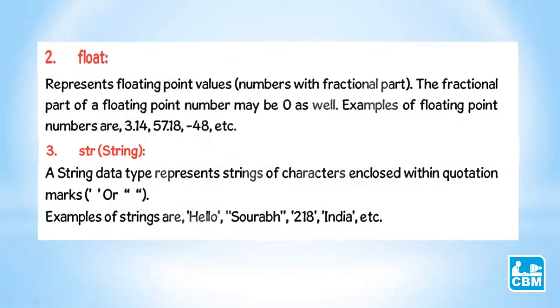Float data type represents the floating point values. For example, 3.14, 57.18 are the numbers with fractional parts which can be stored in variables. The fractional part of a floating point number can be 0 as well. Another kind of data type is the string data type. This data type represents strings of characters enclosed within single or double quotation marks. For example, Saurabh, hello, India can be strings.